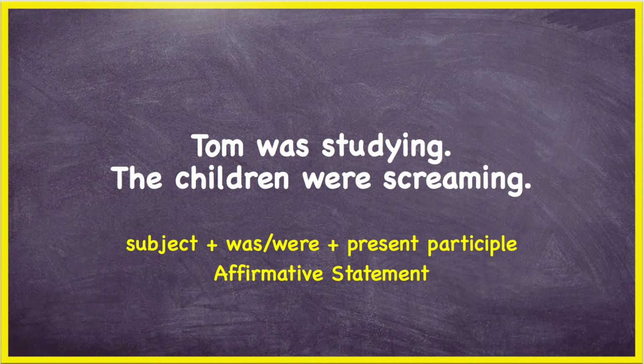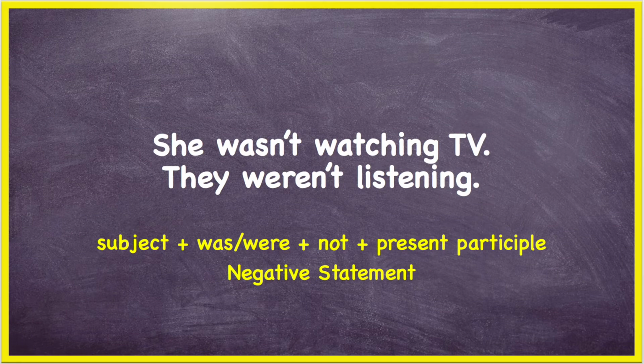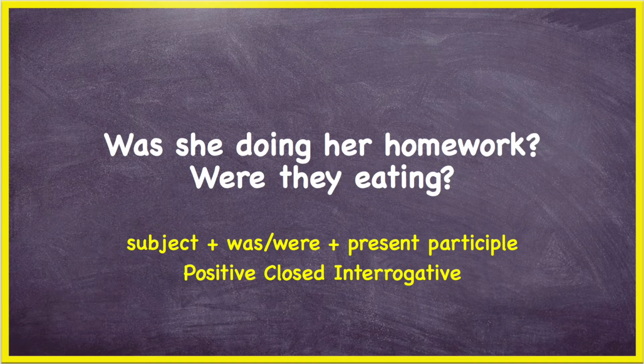So for example, Tom was studying. The children were screaming. For the negative statement, it would be subject plus was or were plus not plus present participle. And of course, you can contract the not so that it's wasn't or weren't. For example, she wasn't watching TV. She was not watching TV, right? And they weren't listening. Now for the questions.